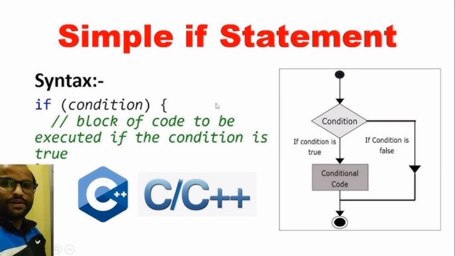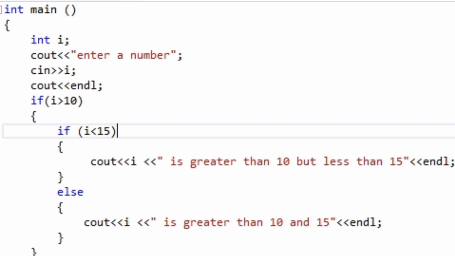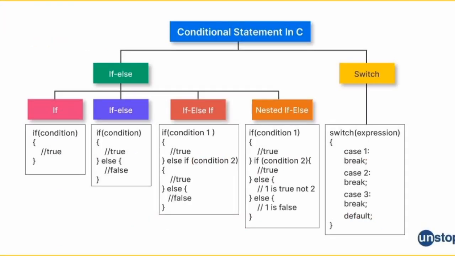1. If statement. The if statement allows you to execute a block of code only if a certain condition is true. If the condition is false, the code block is skipped. 2. If-else statement. The if-else statement extends the if statement by providing an alternative code block to execute when the condition is false. If the condition is true, the code block under the if clause is executed, otherwise, the code block under the else clause is executed.